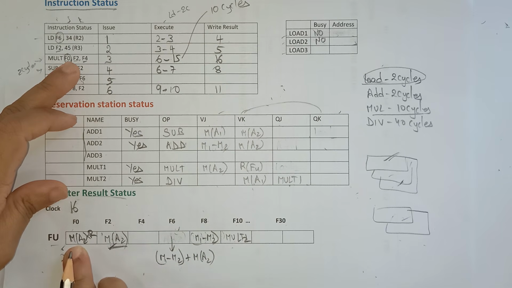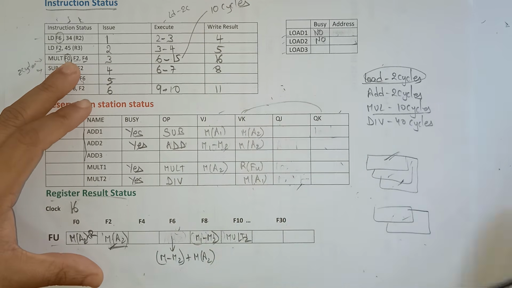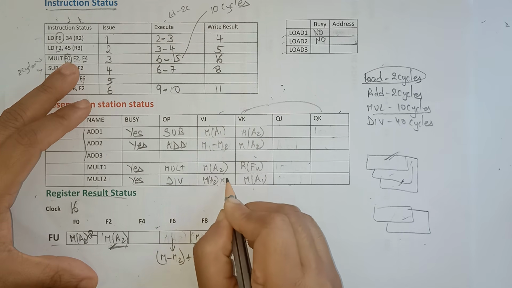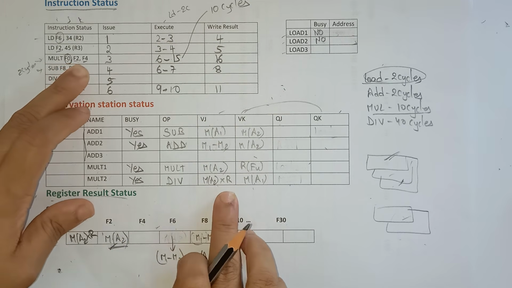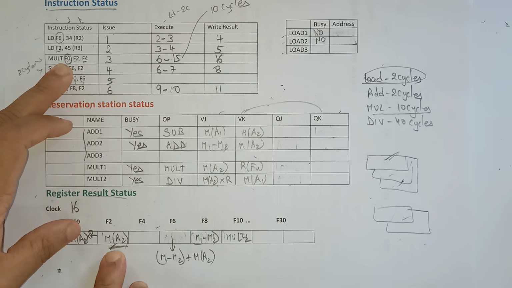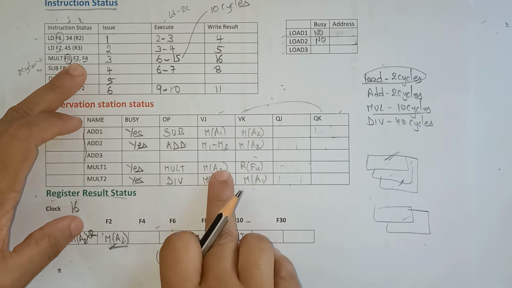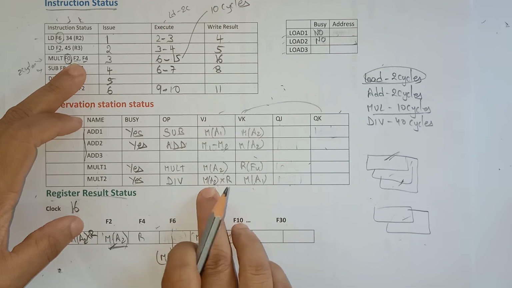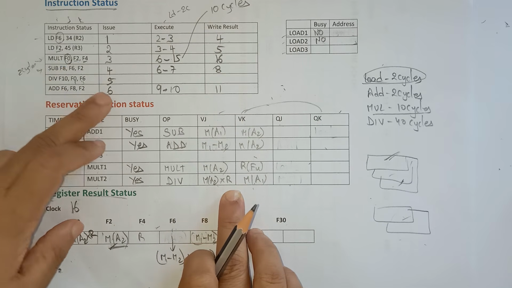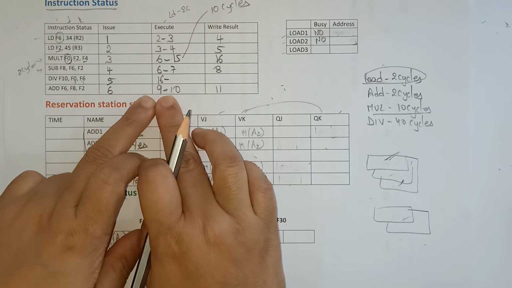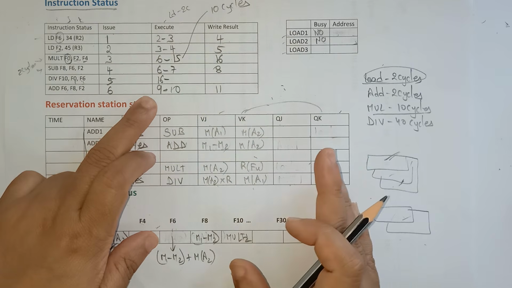So, multiplier 1 is what? Multiplier 1 is nothing but M of A2 into R4. So F0 holds F2 into R4. F2 is M of A2, and F4 is nothing but a register value, which is already there. So the register value M of A2 into R is updated. At the 16th clock cycle, division starts its execution.